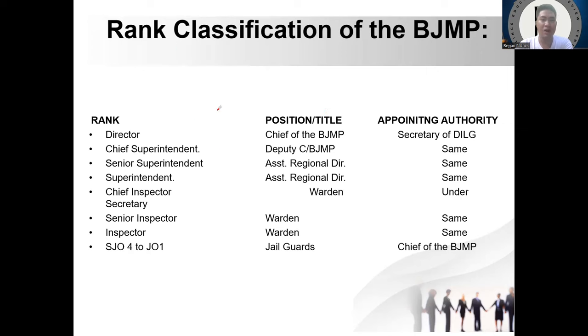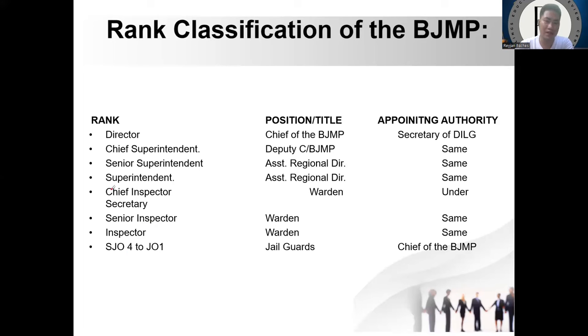So tanda ninyo yung position or the highest position class na tinatawag natin under the BJMP is of course tinawag natin na the chief of the BJMP. Of course, ang rank niya is director. Okay? Then of course, yung pinakamababa, that is JO1 or Jail Officer 1, yan yung mga non-commissioned officers under the BJMP. Ang pinakamababa is the Jail Officer 1 hanggang ang pinakamataas dyan sa non-commissioned officer under the BJMP is the Senior Jail Officer 4. Of course, ang inspector, mga official na yan sila ng BJMP.